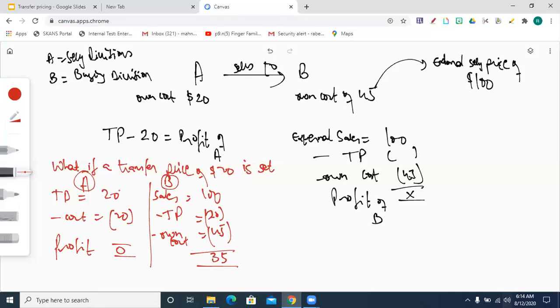What would happen at the group level when goods and services are exchanged between group companies, within subsidiary companies? All these intra-company transactions vanish at the time of consolidation. So the transfer price is not going to affect the group profit. So here, what would be the group profit?